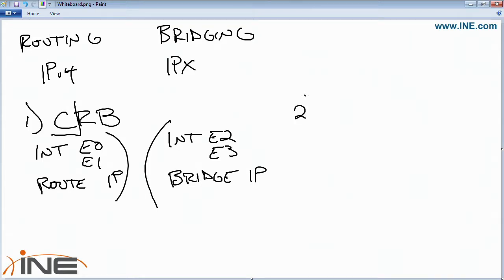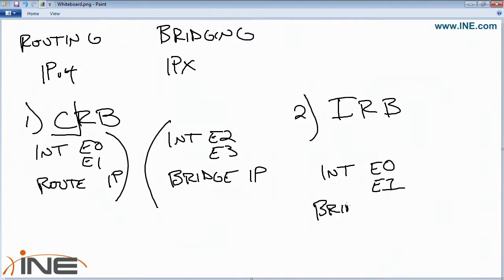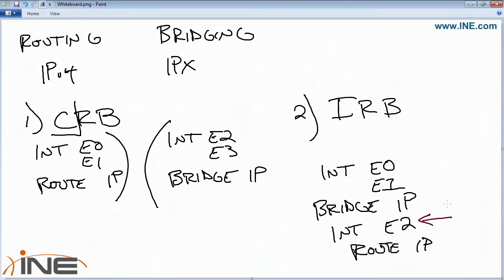Now, the second variation of this, which is the integrated routing and bridging, is where we can say on interface E0 and interface E1, I want to bridge IP, but then on interface E2, I want to route IP, but at the same time, I want traffic to be able to come in on Ethernet 2 and then route into the bridge domain. So we want to integrate the two of them together.